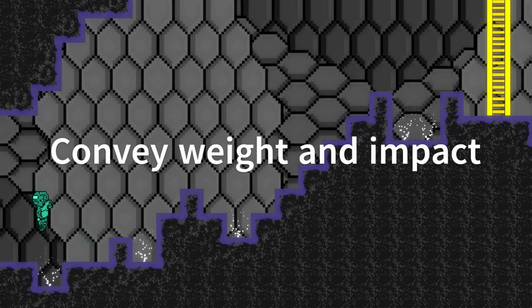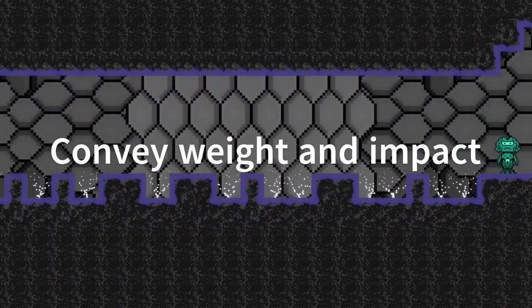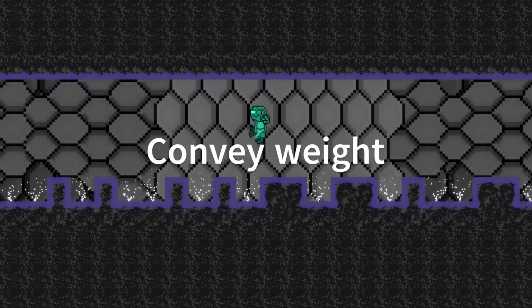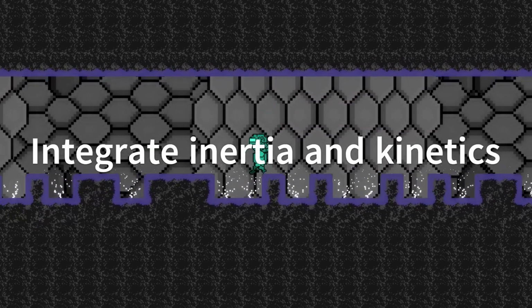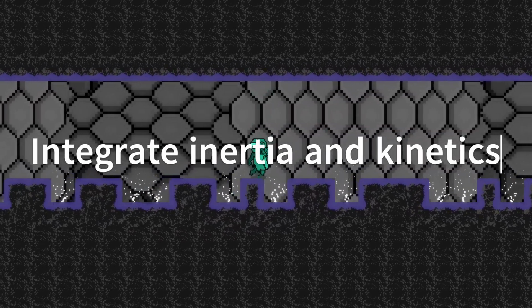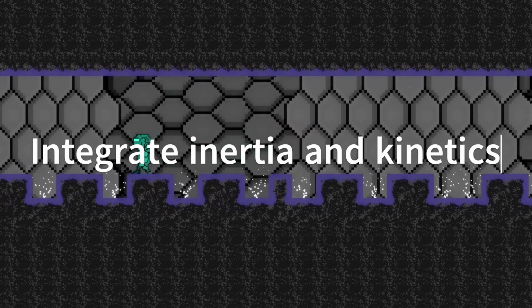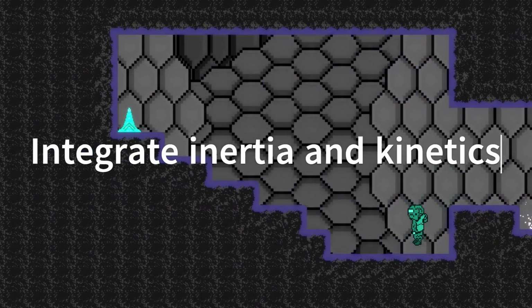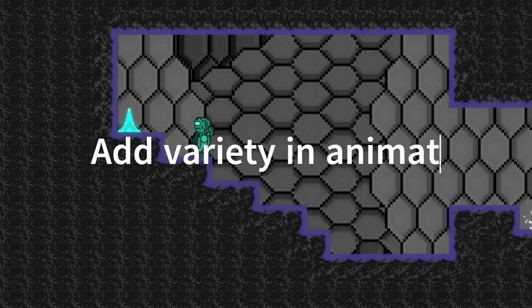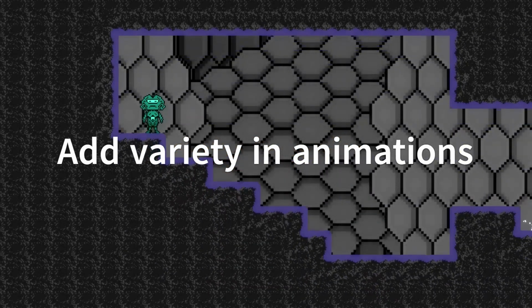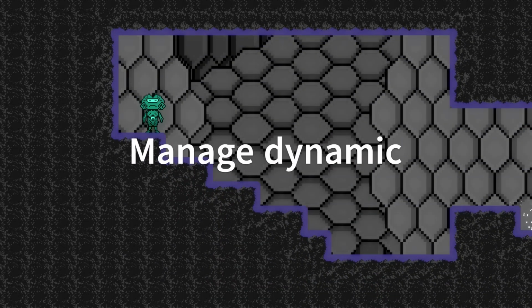Convey weight and impact. Objects and characters in the game should feel like they have weight and impact. Achieve this by using realistic motion animation, adjusting physical forces, and providing appropriate visual and auditory feedback when objects collide. Integrate inertia and kinetics. Incorporate a certain amount of inertia into character and object movements, which can create a more realistic and organic sensation. This can also add an extra dimension to player controls. Add variety in game animations. Having a variety of animations for character actions, for example, different jumping or striking animations, can help make movements more interesting and lifelike.